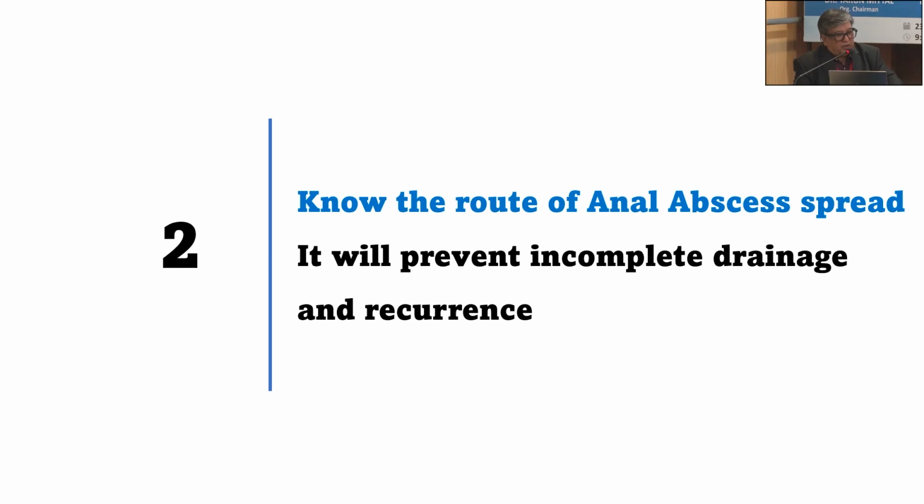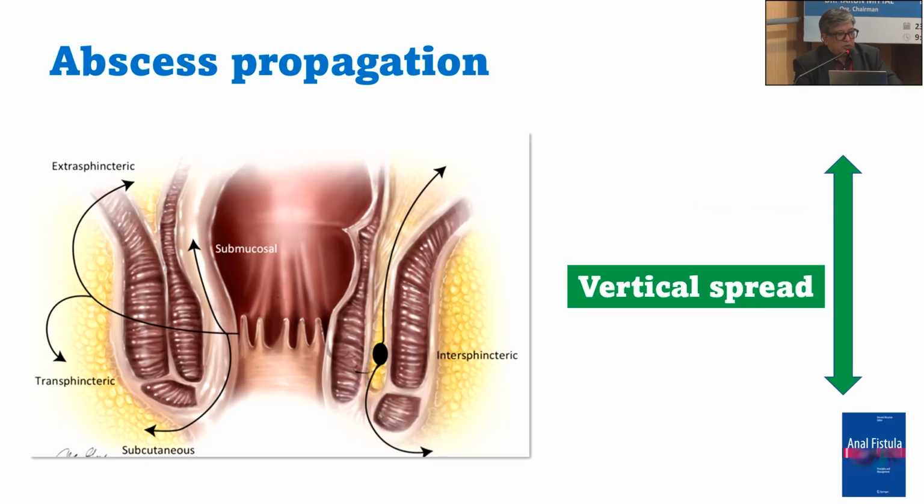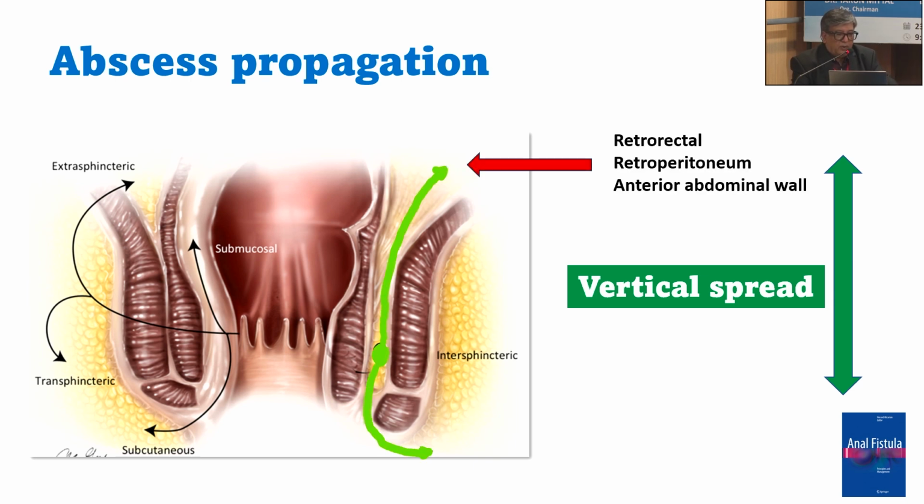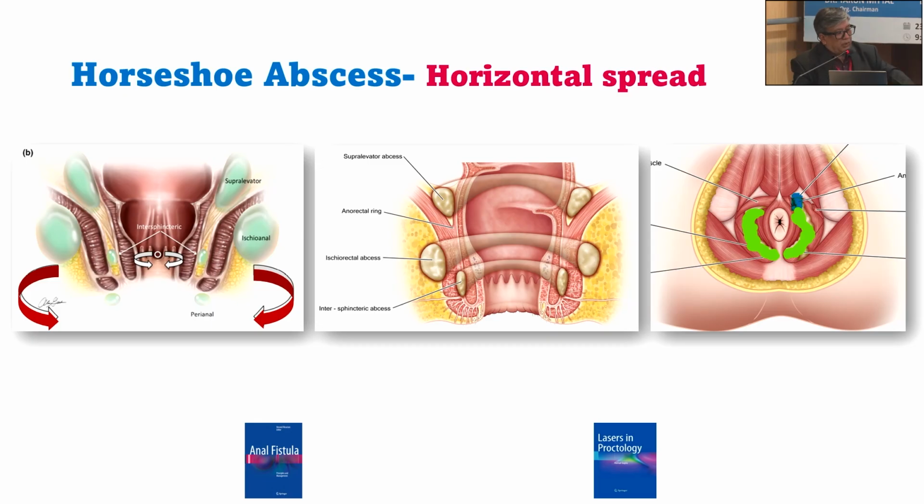Know the route of anal abscess spread. So it spreads vertically, and when it spreads vertically, it goes to different planes. So here you have intersphincteric abscess, which can go up and can go down. When it goes up, rectal, rectoperitoneum, anterior abdominal wall, and it can go transsphincteric, it can go up and it can go down. So these are the problems we are facing, and we think, okay, we know everything about it.